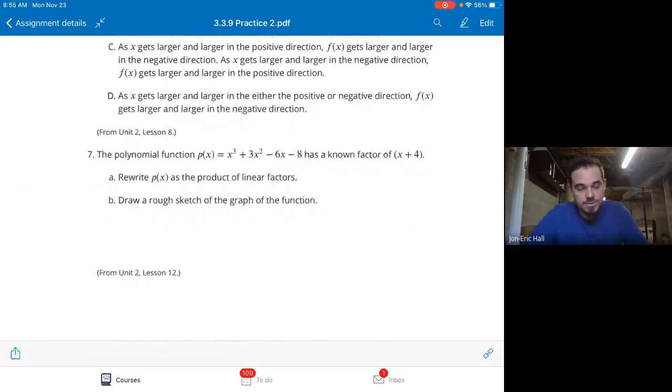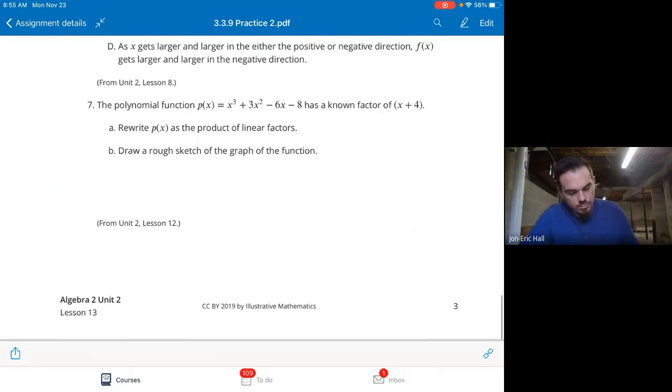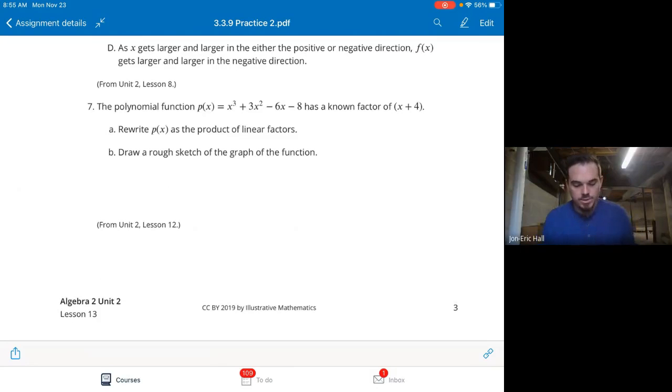And then number 7, the last question on your practice here, says the polynomial function p of x equals b. It has a known factor of x plus 4. Rewrite it as linear factors. Draw a rough sketch. So this is good. We will do all of this together. So again, I'm going to do this so I don't forget. I'm going to do the long way because I'll do both.